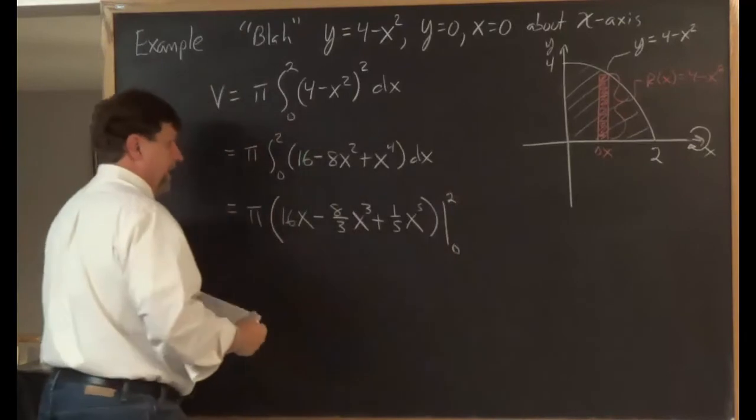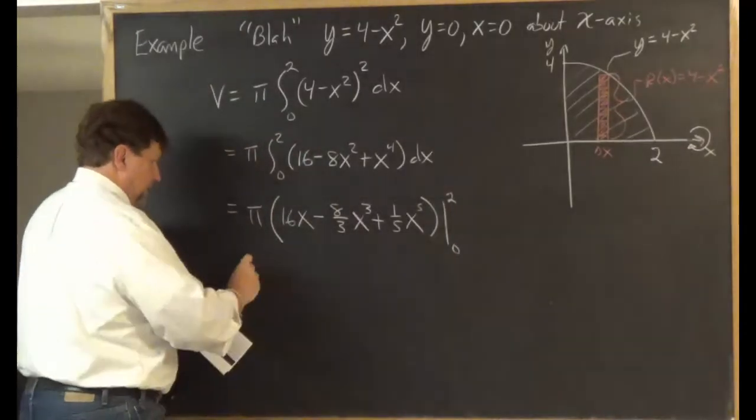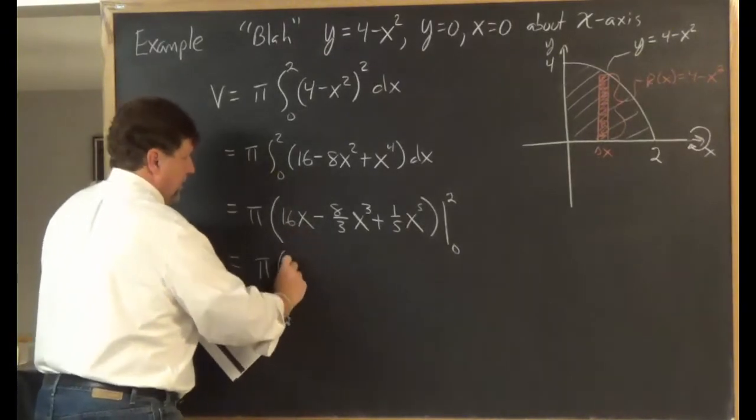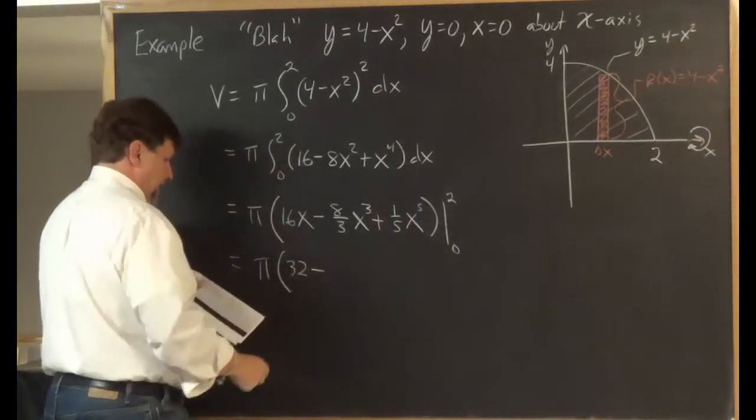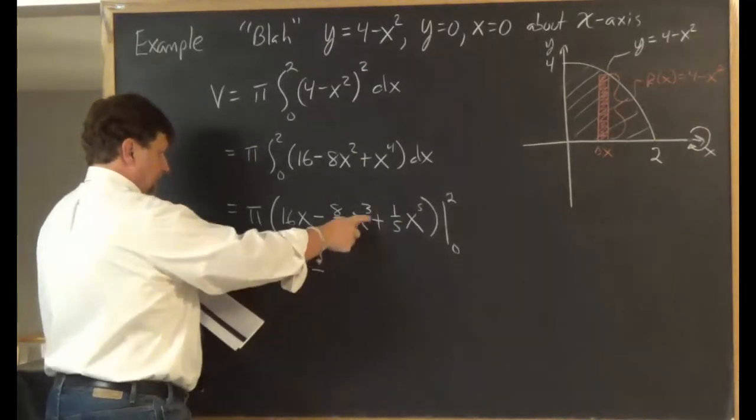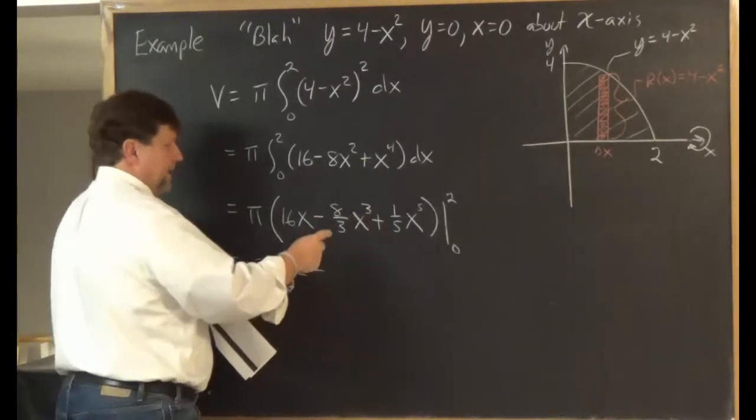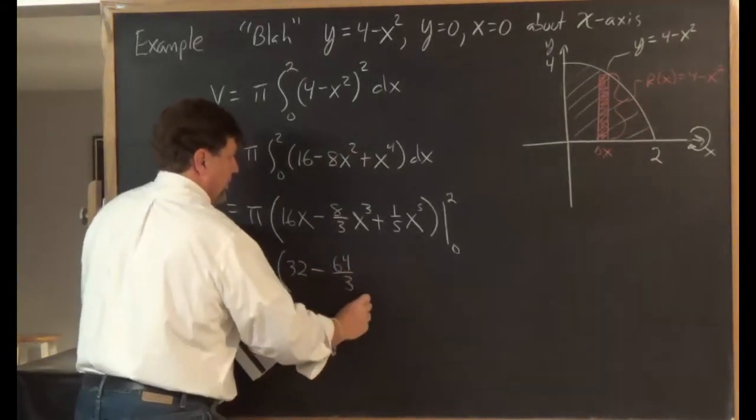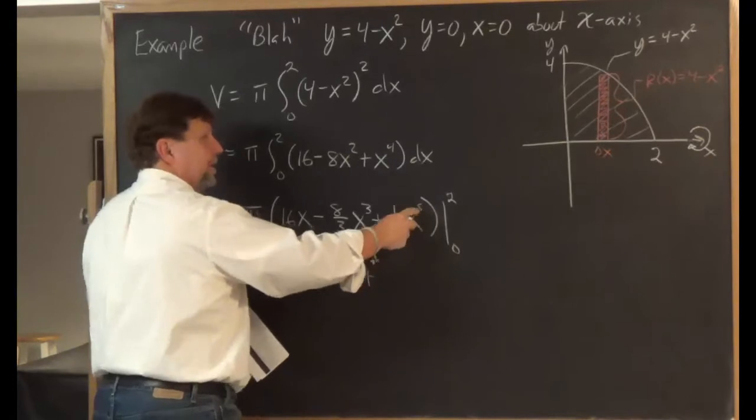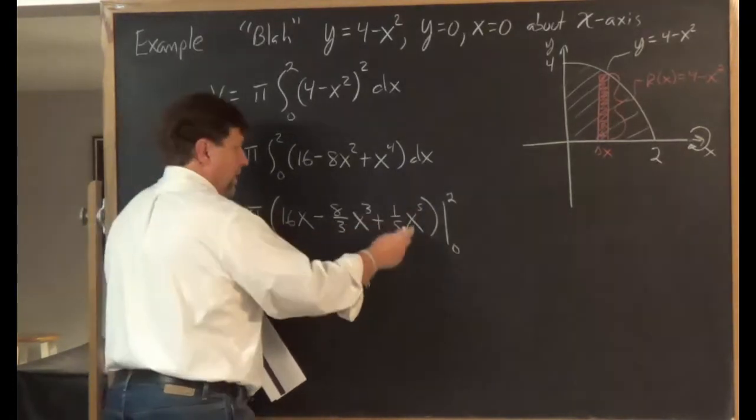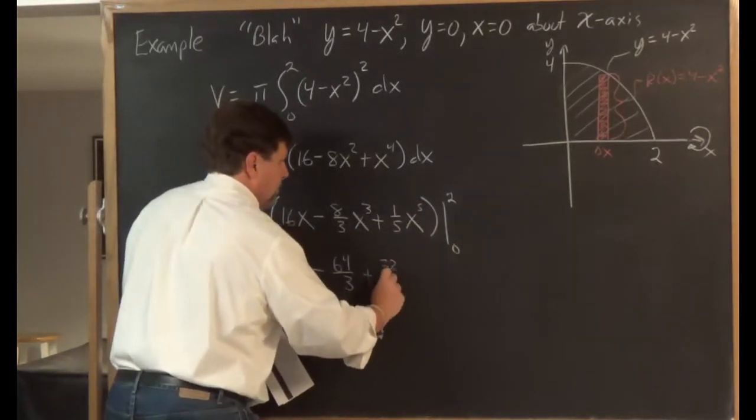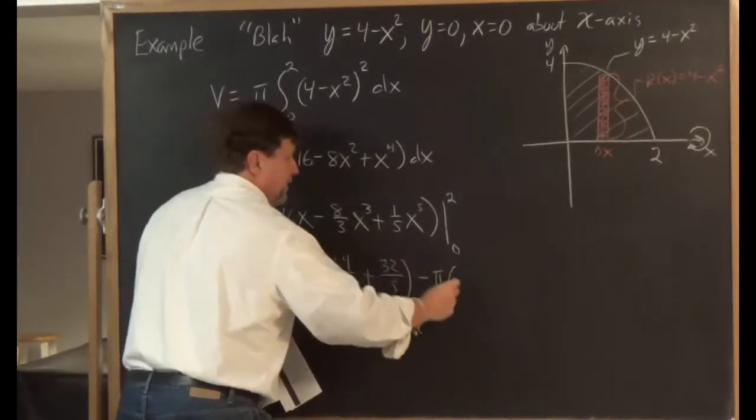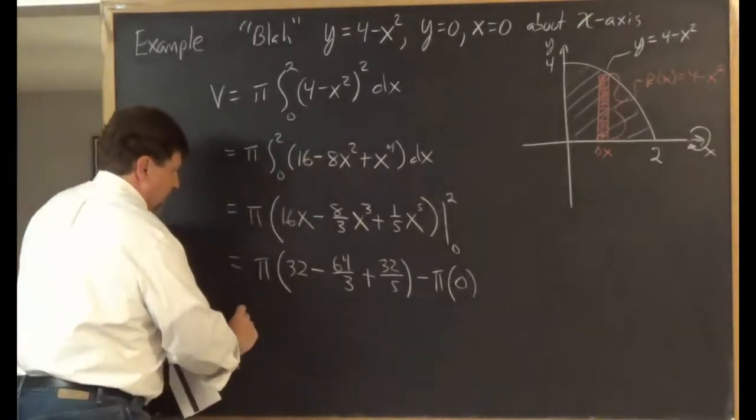And then we evaluate that from 0 to 2. So let's see, the 2 goes in first. So that's a 32 minus, see, 2 cubed is 8. 8/3 times 8, that's 64/3. 2 to the 5th is 32. 1/5 times 32 is 32 over 5. Minus pi, and when the 0 goes in, you get 0.